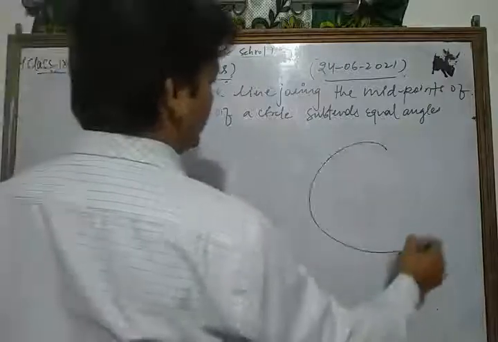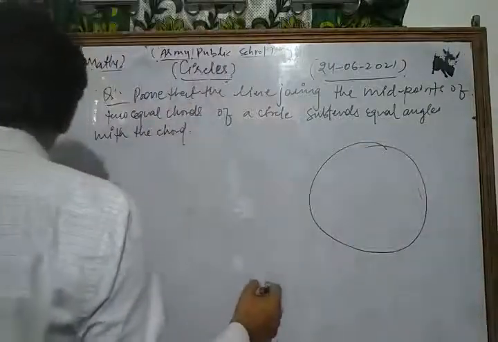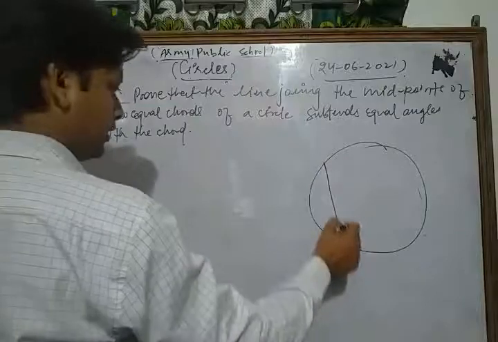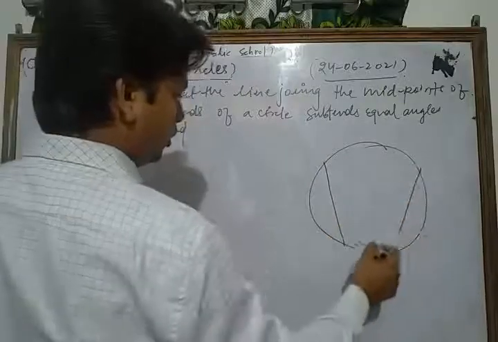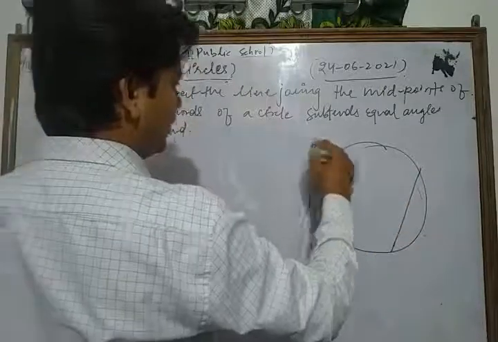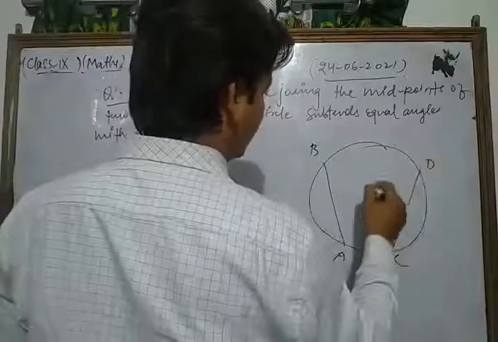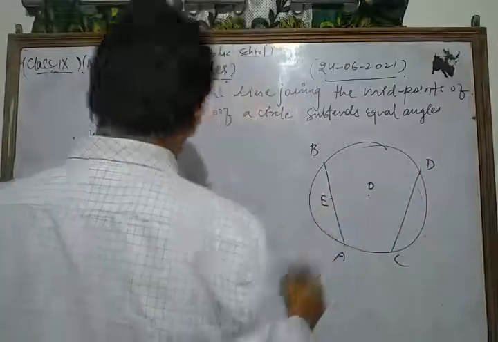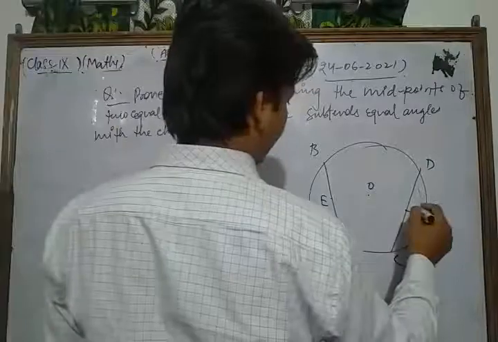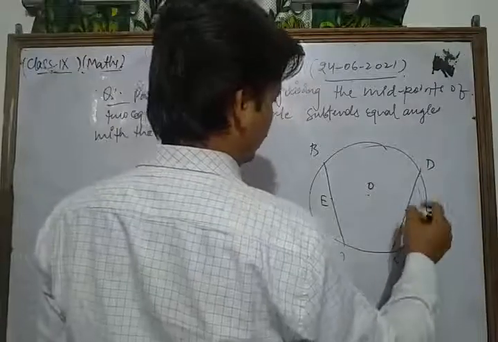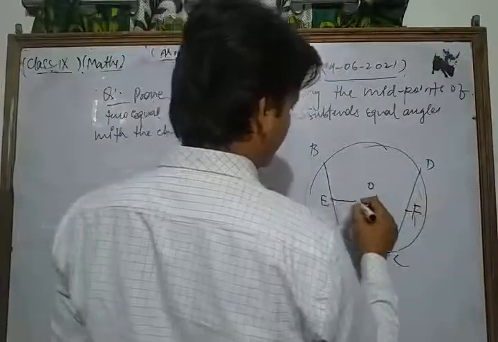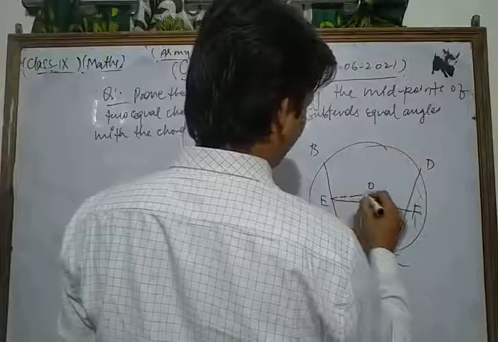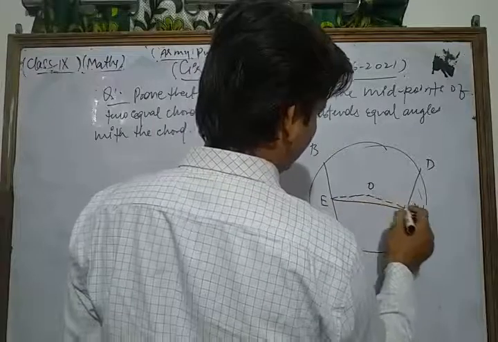Now let's see. First of all, we draw a circle with center O, and let us draw two equal chords as AB and CD respectively, with O the center, and let us take E and F as the midpoints of the chords AB and CD respectively, and join them, and we have joined OE and OF.